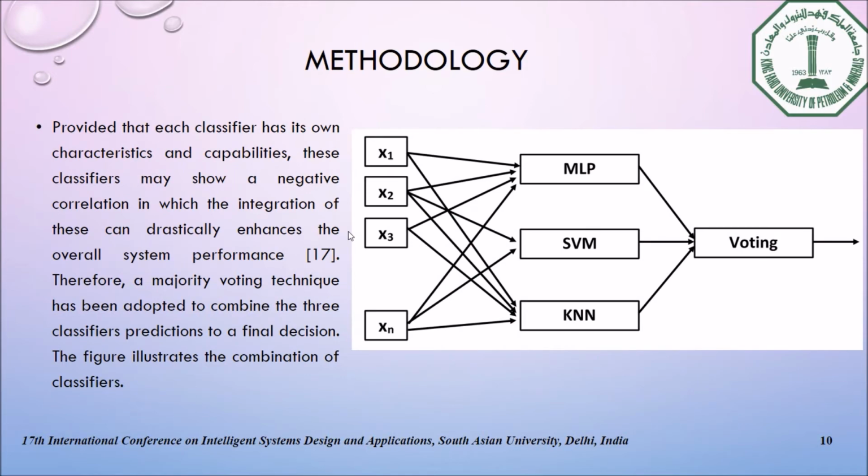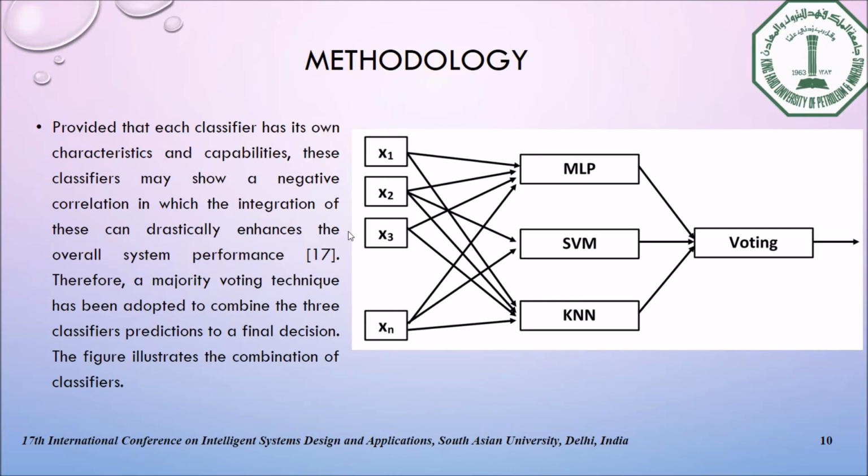As I have mentioned earlier in this study, we have used MLP, SVM, and KNN. Of course, the underlying technology of these classifiers is different. That's why the accuracy performance of these classifiers will also differ. So we have used a majority voting technique to combine the 3 classifiers' predictions into a final decision.